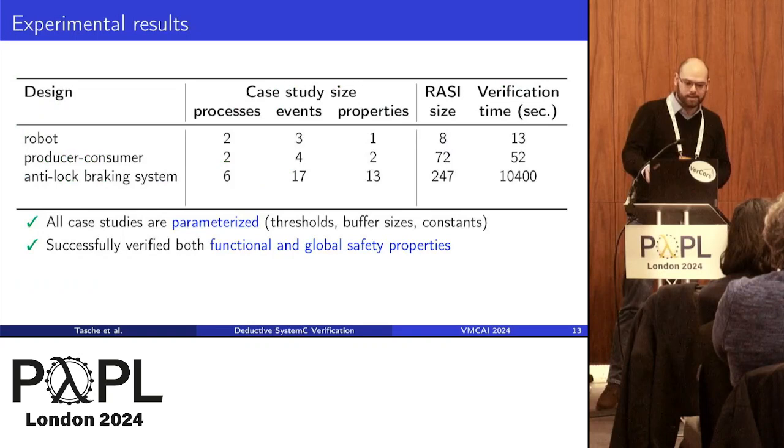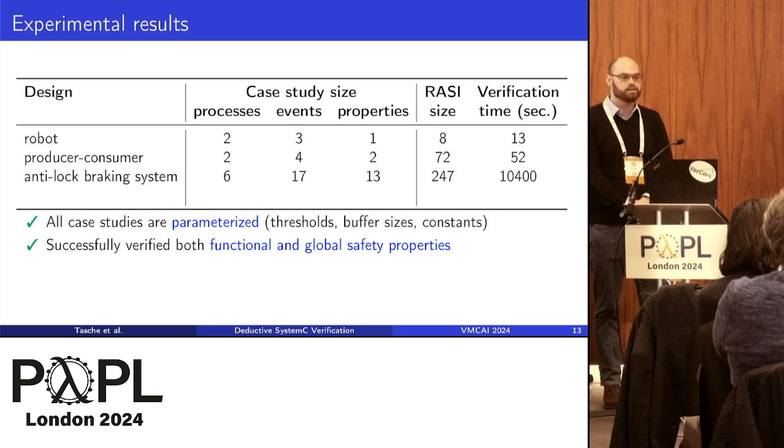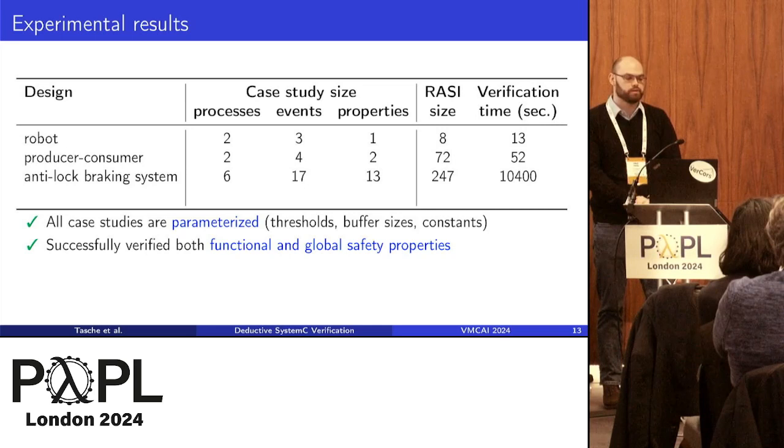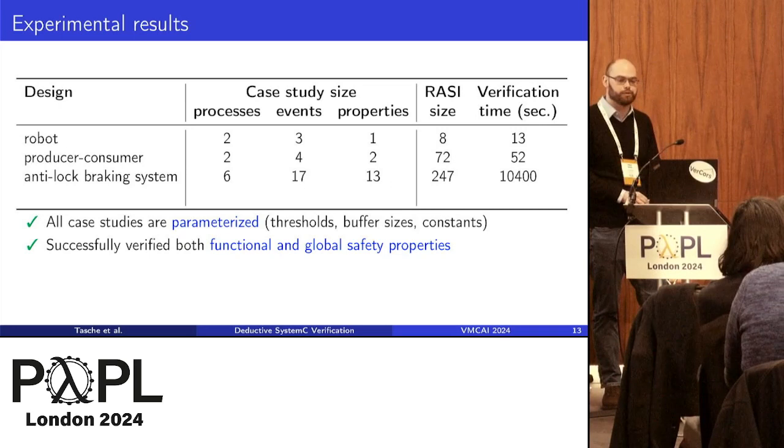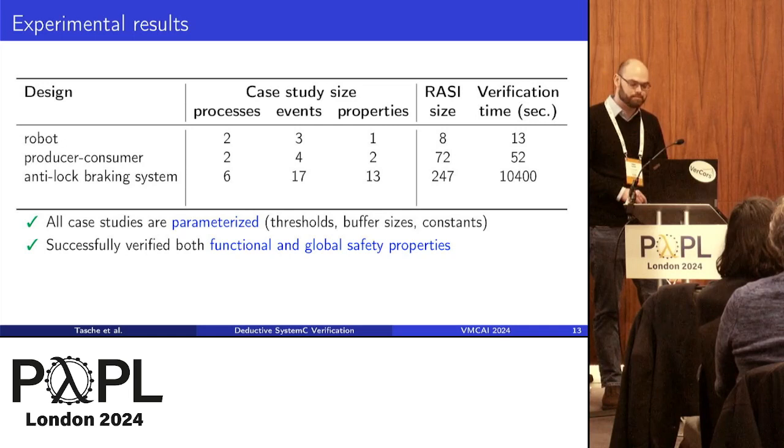To briefly also touch on our experimental results, we have conducted three case studies using this approach. Two of them are relatively small: a simple robot that just detects if it's running into an obstacle and then is supposed to stop, and a producer-consumer example that just sends data through a FIFO channel. And then also a larger case study of an automotive control system that includes an ABS, or anti-lock braking system, which is a significantly bigger case study.